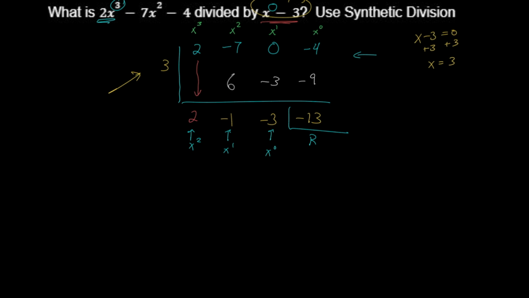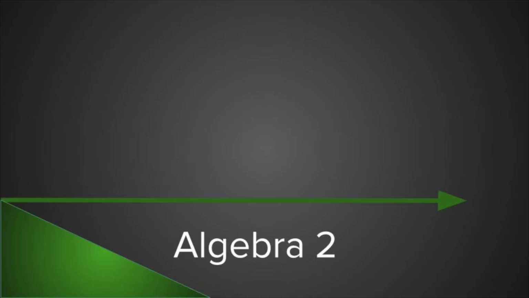So overall, writing it out, we have 2x squared minus 1x, or just minus x, minus 3, with a remainder of negative 13, or minus 13 over x minus 3, which is more common when it comes to writing it for algebra 2. But you can also write it as a remainder of negative 13. And that's it.